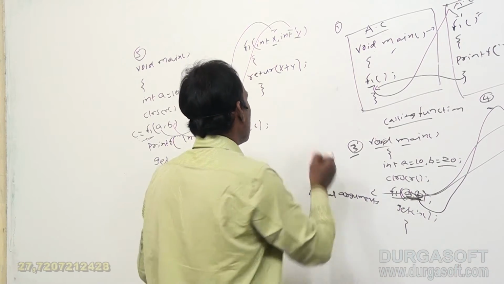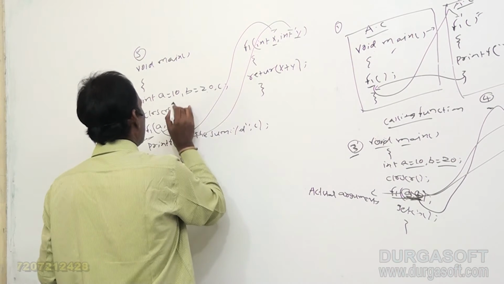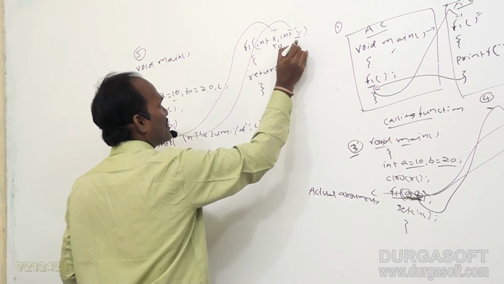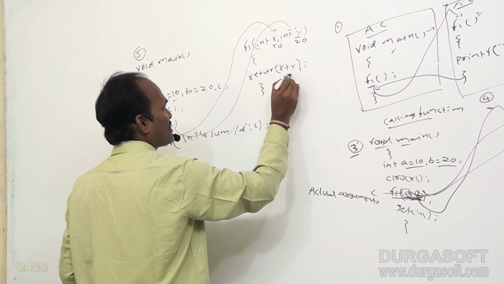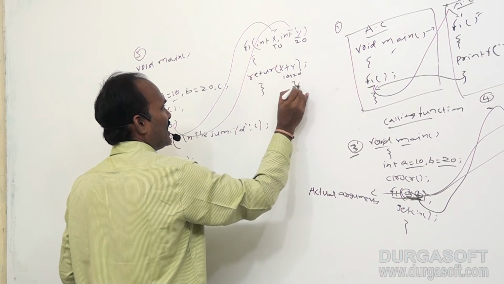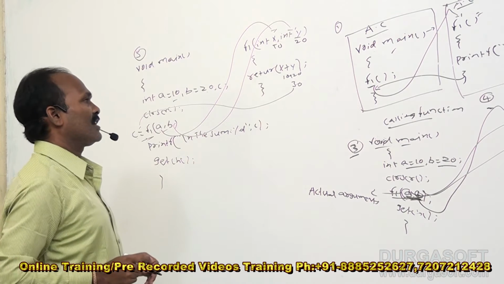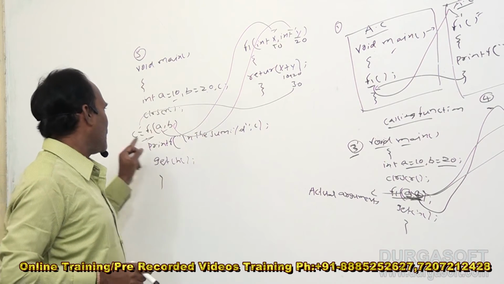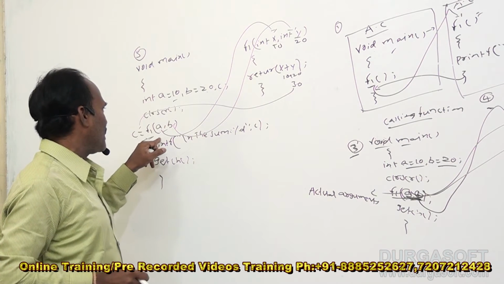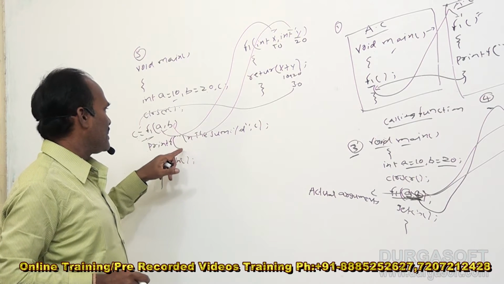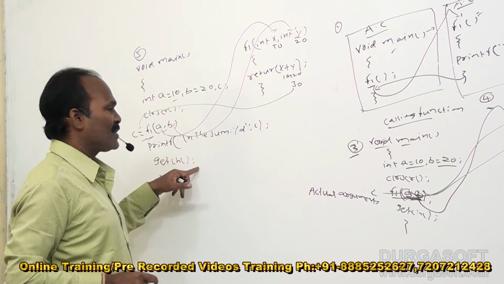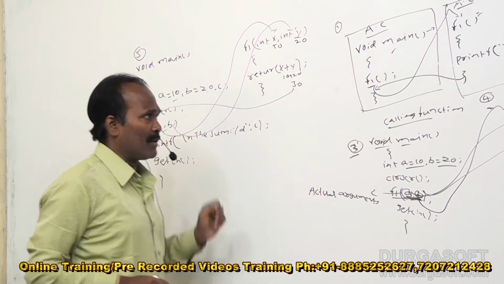So x plus y means the value of a is 10 and b is 20. Means 10 plus 20. So 30 is written to which variable? The c variable. Clearly the return value is stored in the LHS variable, c equal to f1 a comma b. Means the sum %d, the c value is printed. So this is two-way communication.